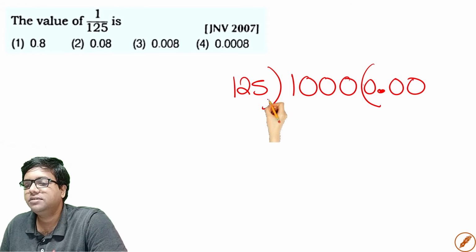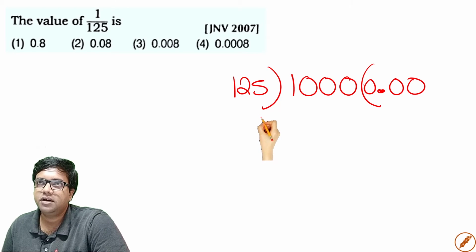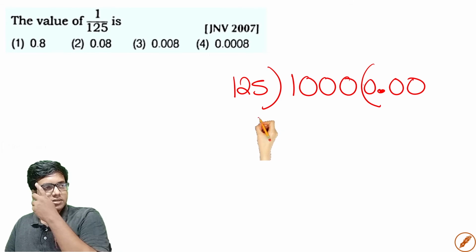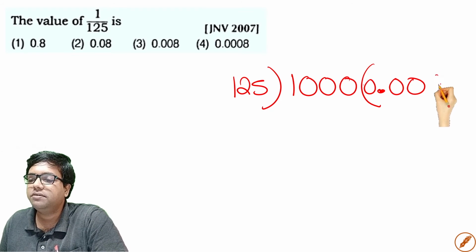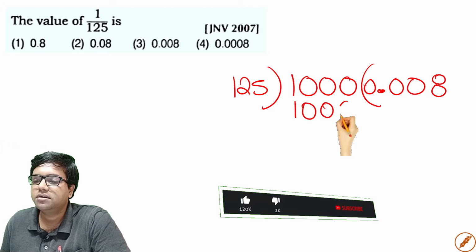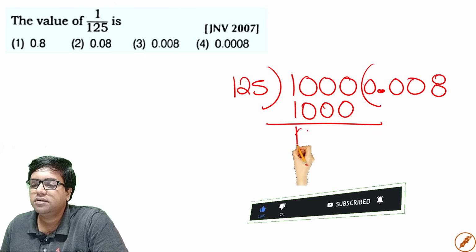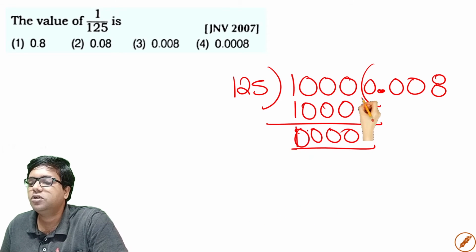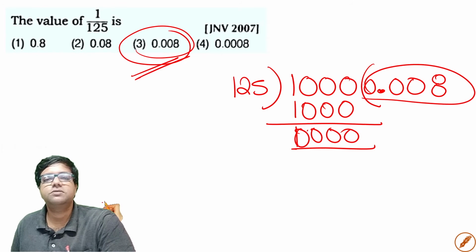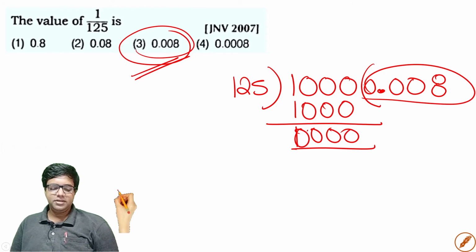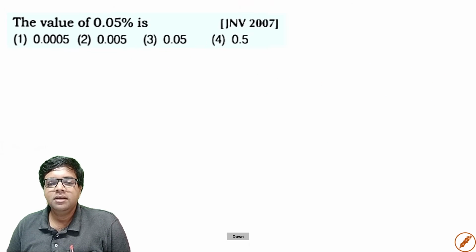So 125, how many times is 1000? 125 into 8 is 1000. So what are we getting? We're getting remainder as 0. So 0.008 is the right answer for this question. 0.008 is the right answer. Let's move ahead.